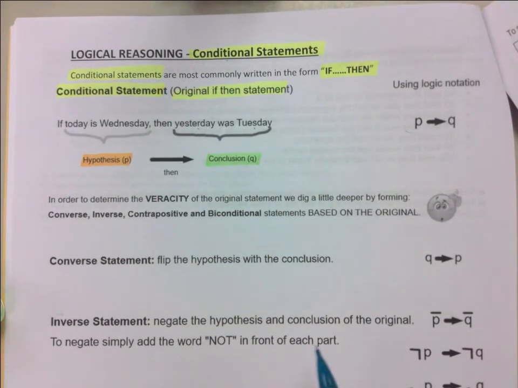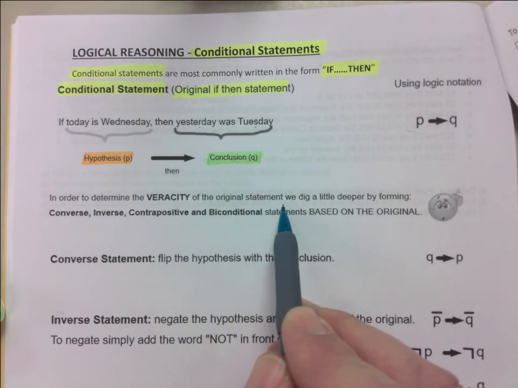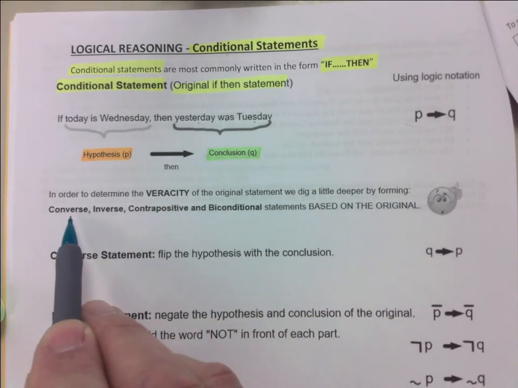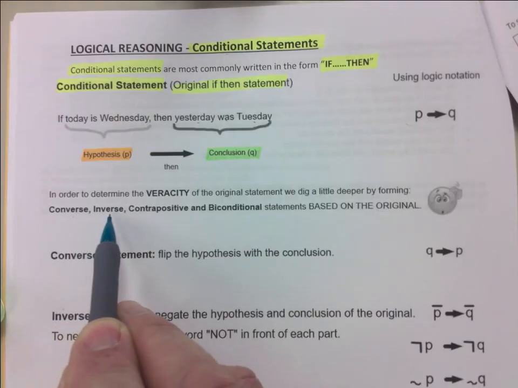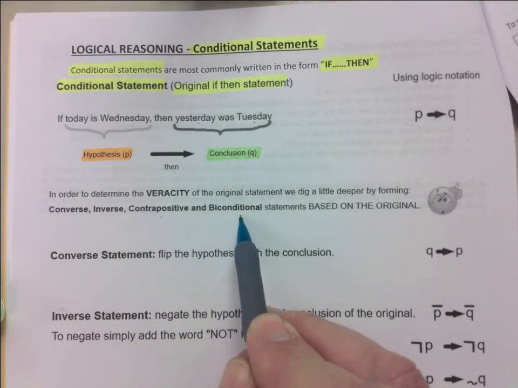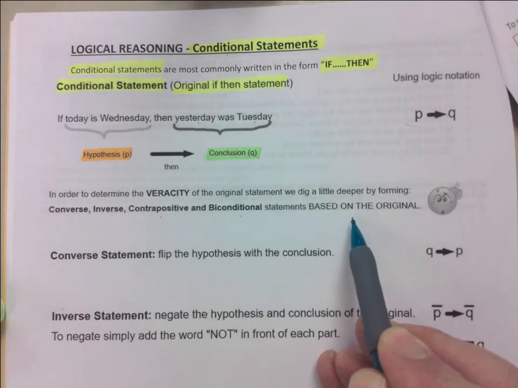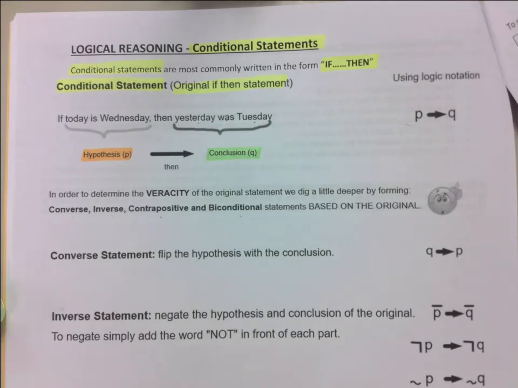In order to determine the veracity, so whether or not the verdict is true of the original statement, we dig a little deeper by forming the converse, the inverse, the contrapositive, and the biconditional statements based on the original. And before you panic, I think towards the end, if you do this on your study sheet, you'll be just fine. And if you make some grammatical errors, like if the statement sounds weird, you don't lose any marks as long as the if-then is there. If you have if and then, you're fine, okay?